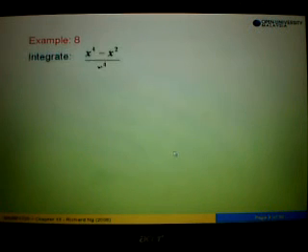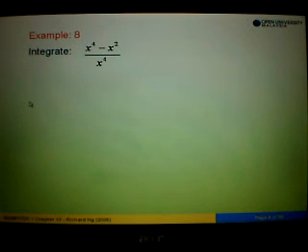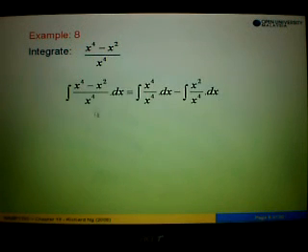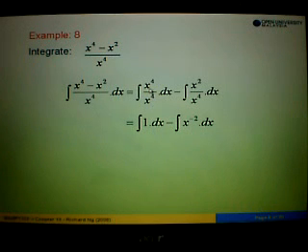In example 8, we are asked to integrate (x to the power 4 minus x squared) over x to the power 4. What we do is split this into 2. So we have x to the power 4 over x to the power 4 minus the integration of x squared over x to the power 4. From here, when we simplify, x to the power 4 divided by x to the power 4 equals 1. And x squared divided by x to the power 4 gives us x to the power negative 2.